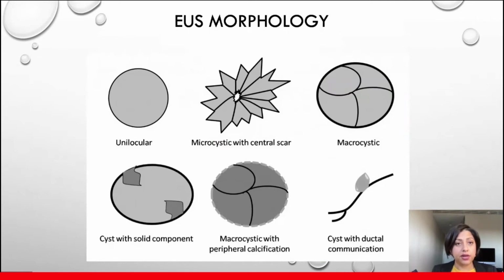So in this situation of pancreatic cysts, EUS morphology is extremely helpful in identifying what type of cyst we're dealing with, and then subsequently determining what the malignant potential may be.